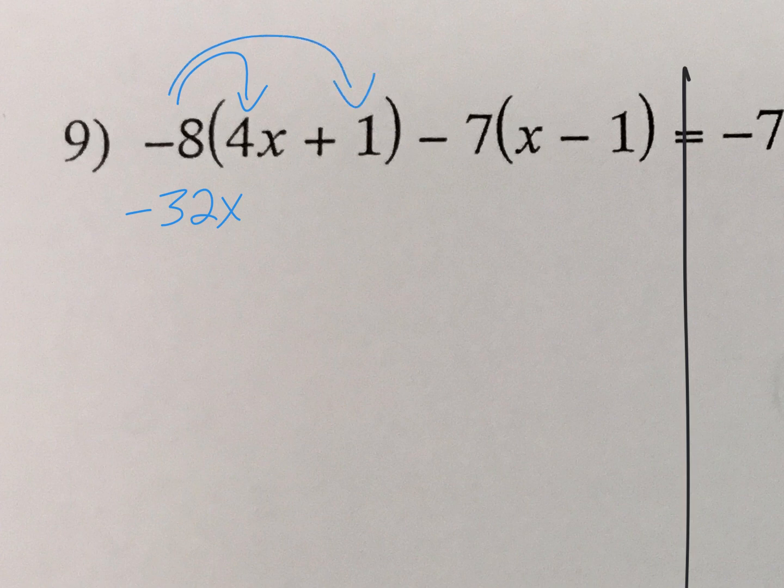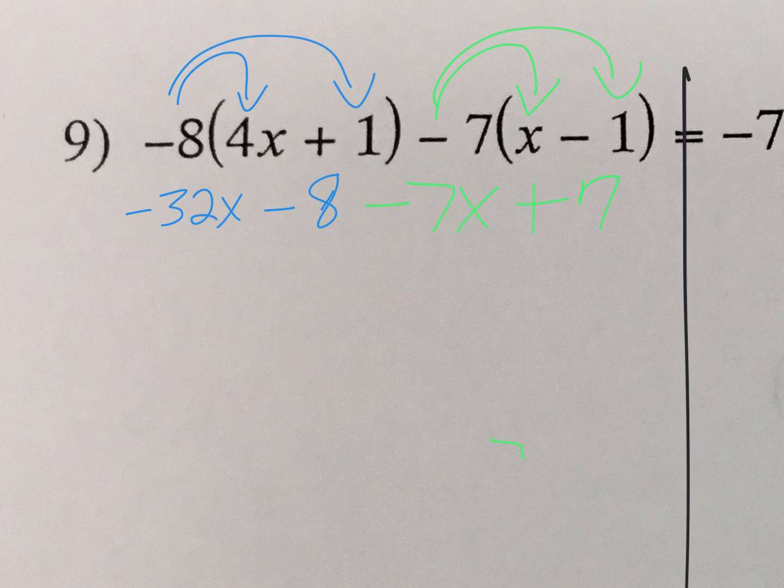Then I'm going to distribute the negative 8 to the 1. So that's going to give me minus 8. So I've got negative 32x minus 8. Then I need to take this negative 7, and it is a negative 7 because there's a minus in front of it. I know it looks like subtraction. Negative and subtraction actually means the same thing. So negative 7 times x is negative 7x. Negative 7 times negative 1 is a plus 7, because negative times negative gives me a positive.